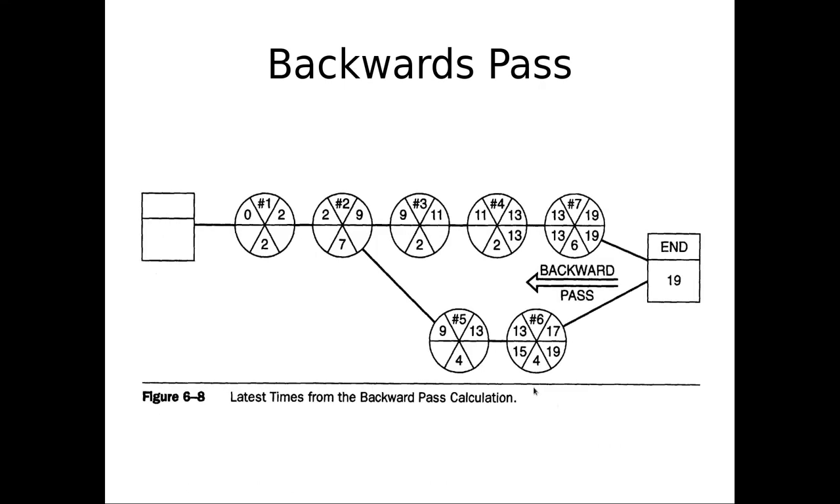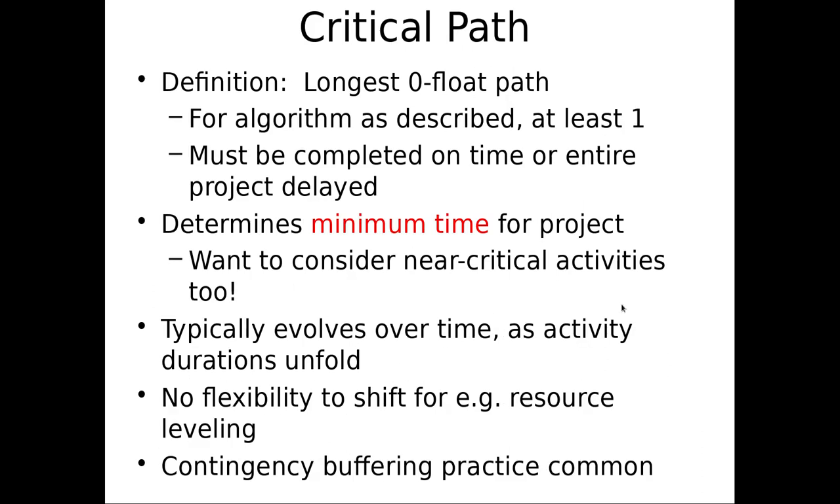This took 19, this took 17. So the whole project cannot be finished before 19. Because remember, when we came together here, it took the maximum of these, right? So the critical path is the thing that determines the earliest time we can finish the whole project. Typically, this evolves some over time because some things take longer than expected, and then they become the critical path. And they become the bottleneck, right? This is the bottleneck. This is the thing that's taking the longest time.